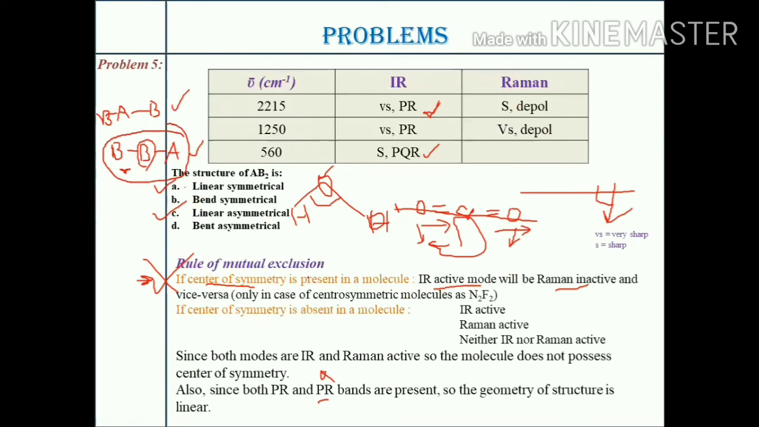Okay, so linear asymmetrical is the best choice, and linear symmetrical is ruled out. So the answer to this problem will be linear asymmetrical. Okay, this is the answer.